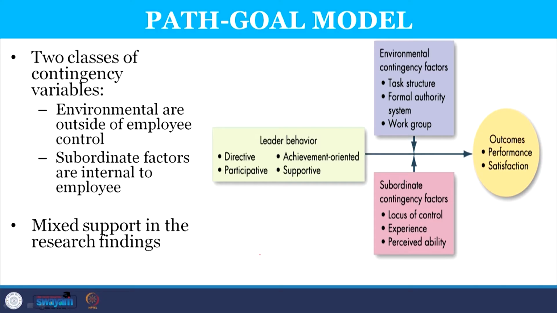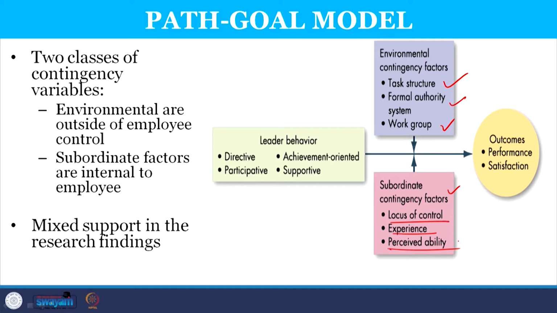So, the situation is there are environmental factors like task structure, authority and work group, and the subordinate related contingency factors are locus of control, experience of individual subordinates, and perceived ability of the subordinate.